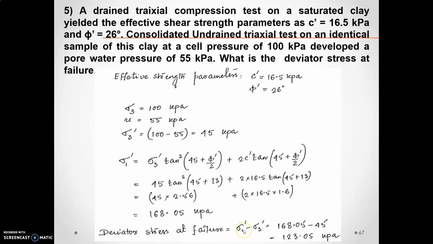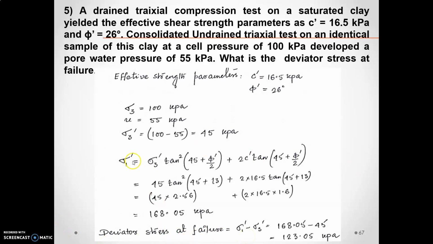Deviator stress, that is sigma d, is equal to sigma 1 minus sigma 3, but it is in terms of effective stress because here pore water pressure is given. So sigma d is equal to sigma 1 dash minus sigma 3 dash. Sigma 1 dash is equal to 168.05 and sigma 3 dash is equal to 45. So simplify this, we will get 123.05 kPa. So like this we can calculate the deviator stress at failure.